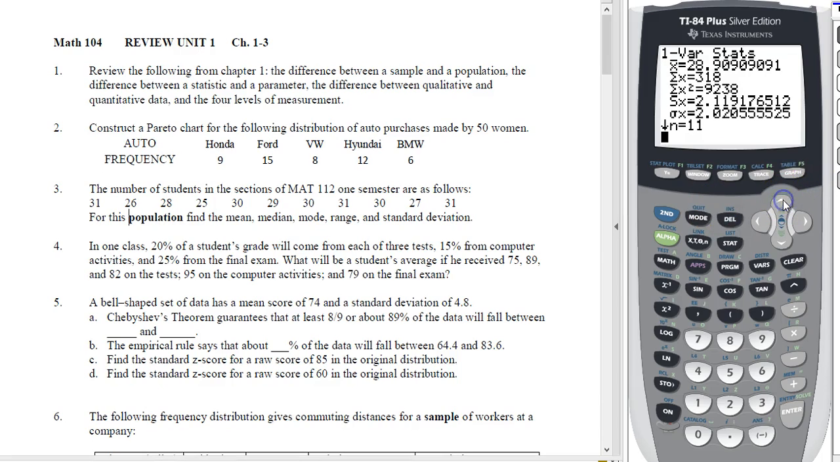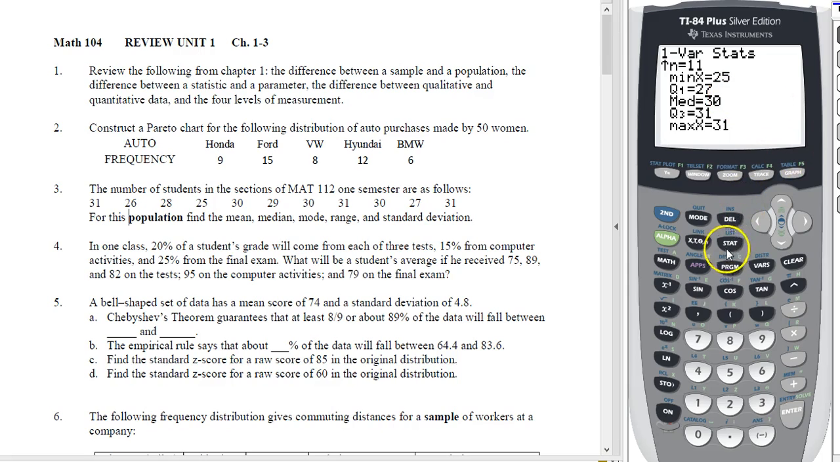Just remember, we don't need everything the calculator shows here. The sum of the x's, the sum of the squares of the x's, those second and third things we don't need. We need the mean, we need the standard deviations. Sometimes we need the number of data values. There are 11 values there. You can double check that too. 1, 2, 3, 4, 5, 6, 7, 8, 9, 10, 11 data values. Scroll down with the arrow keys and you get your 5-number summary. The minimum, the first quartile, the median, which is the second quartile, the third quartile, and the maximum. And then you can get your range.